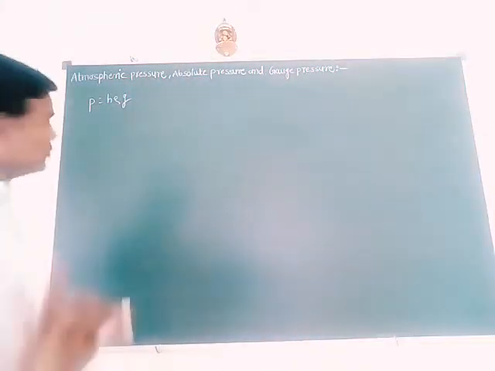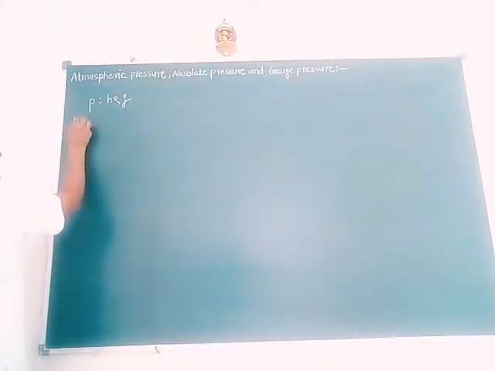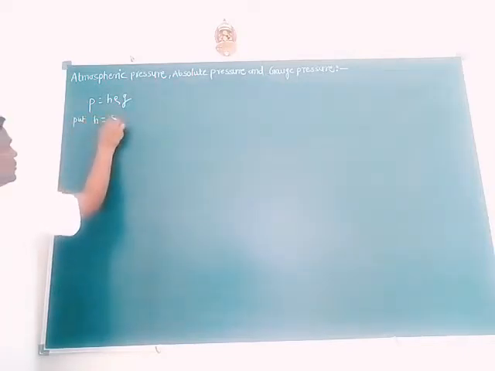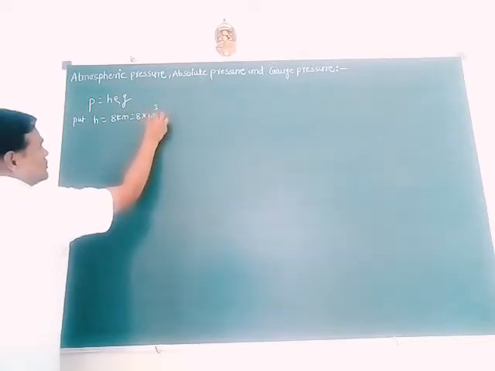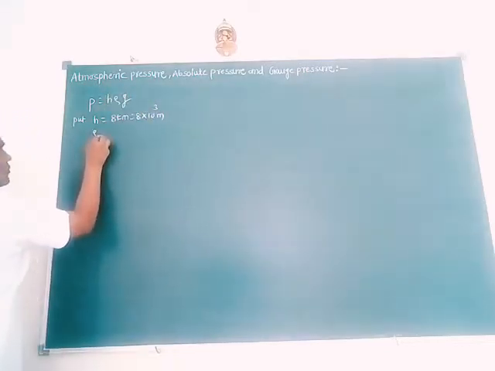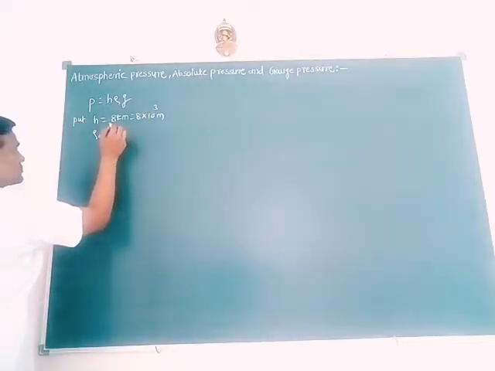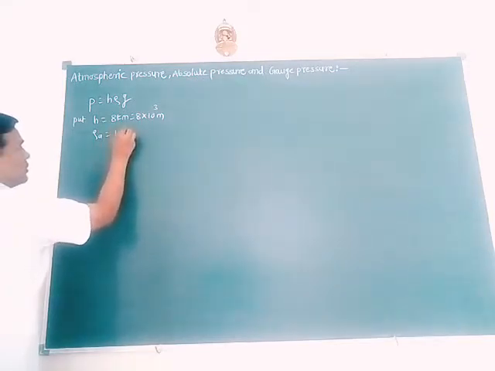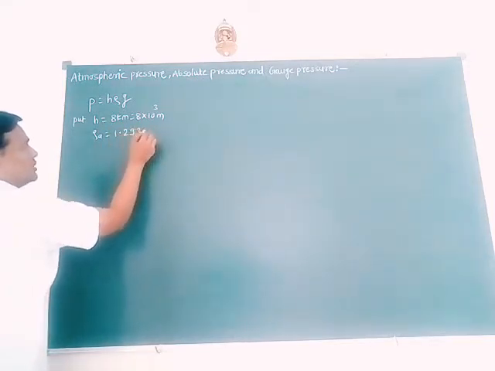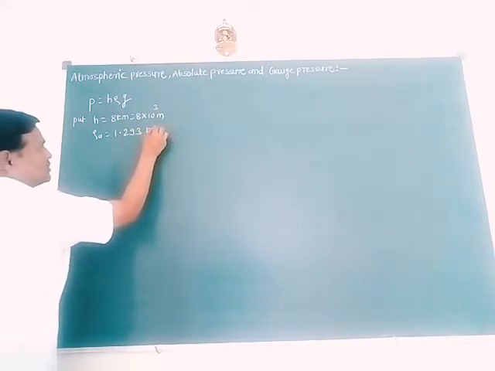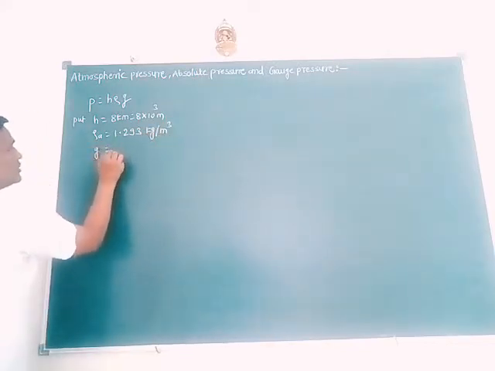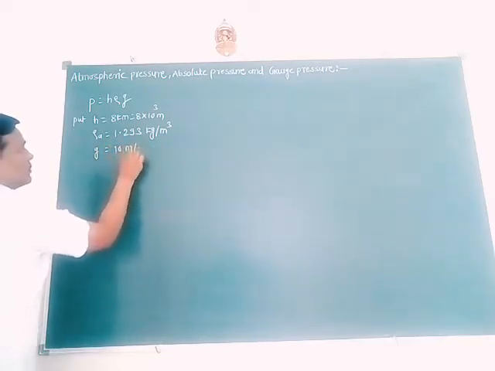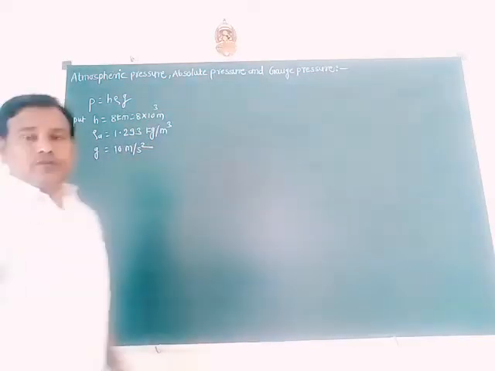For the air column we consider, put this h equal to 8 kilometers. It is equal to, suppose, 8 into 10 to the power 3 meter. Rho for air is 1.293 kg per meter cube, and suppose g is equal to 10 meter per second square. So these are the values.